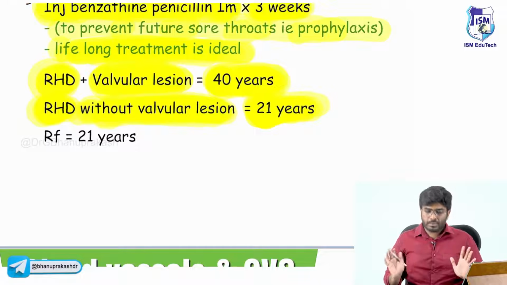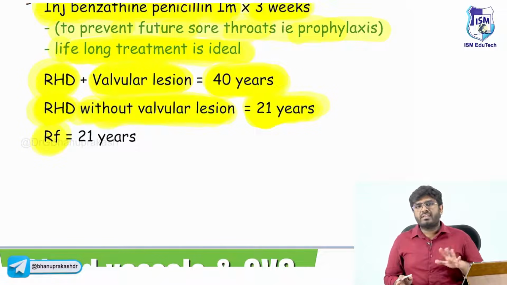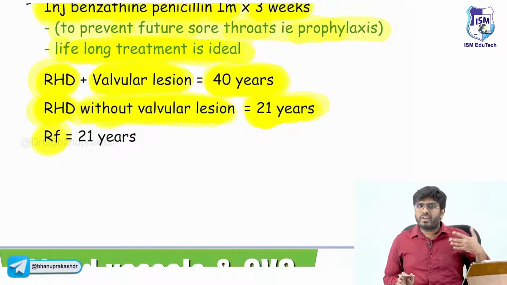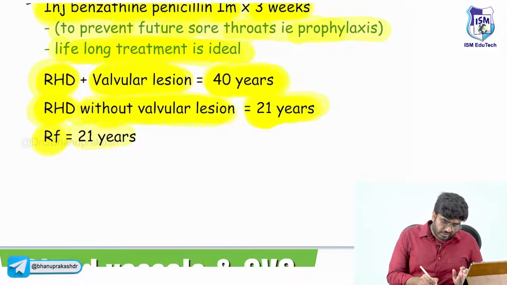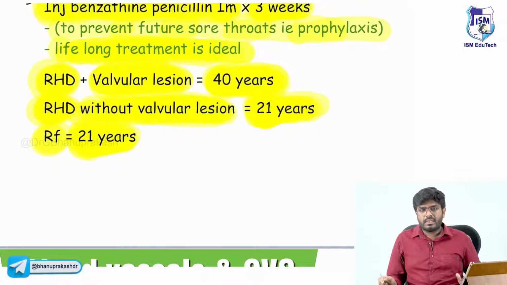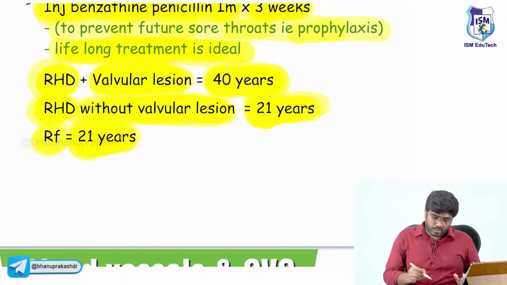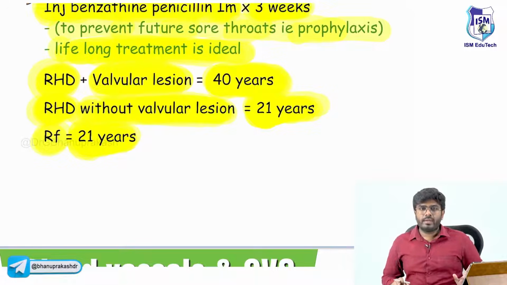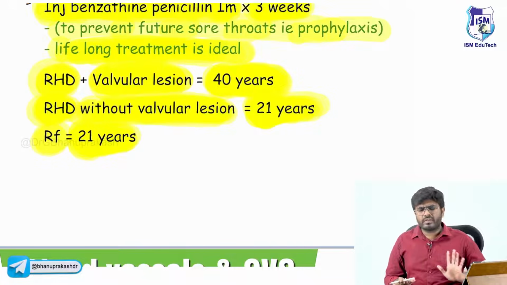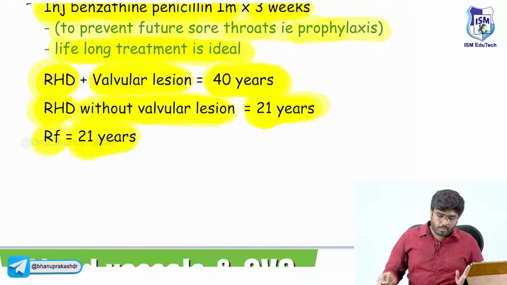Or if they mention simple rheumatic fever, and don't say whether heart involvement is there or not, how much time do you have to take the prophylaxis? So 21 years, sir. If heart involvement is not there, then 21 years. If the heart is not involved, 21 years. If the heart is involved and the valves are involved, 40 years. Heart and valves in the sense that if valvular involvement is there, rheumatic heart disease with valvular involvement, 40 years. Only heart involved, 21 years. Rheumatic fever, 21 years, that's it. So these are the important points which I want you to know.